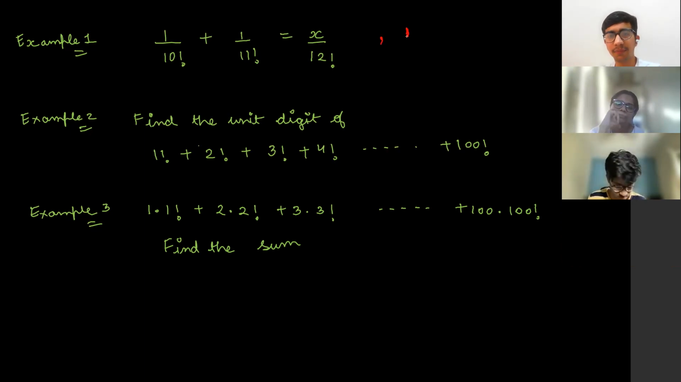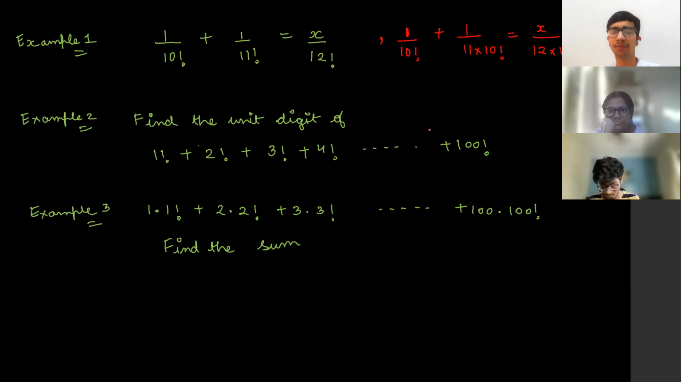What I'll do is I'll find out the smallest factorial out of these three. So smallest factorial is 10 factorial, right? I'll convert every factorial to the smallest factorial. So 1 over 10 factorial plus 1 over 11 times 10 factorial is equal to x divided by 12 times 11 times 10 factorial. इस स्टेप में किसी को कोई डाउट है? आदत करेक्ट? बताओ सर, ये डाउट है कि 11 फैक्टोरियल को 11 into 10 फैक्टोरियल कैसे लिख दिया? किसी को ये डाउट है?